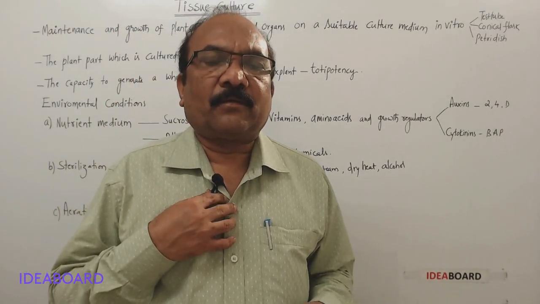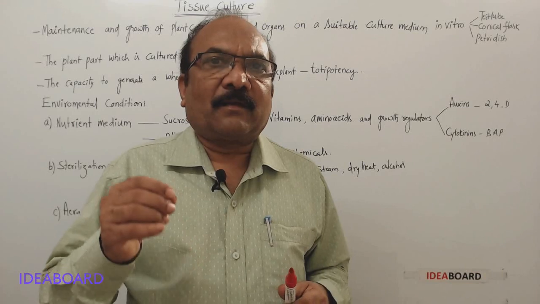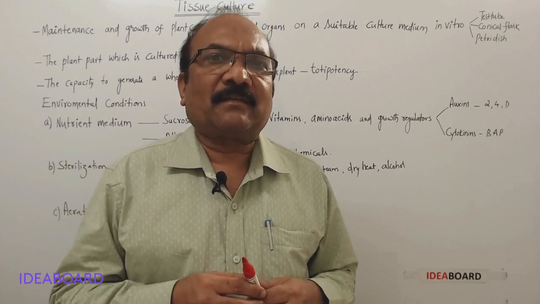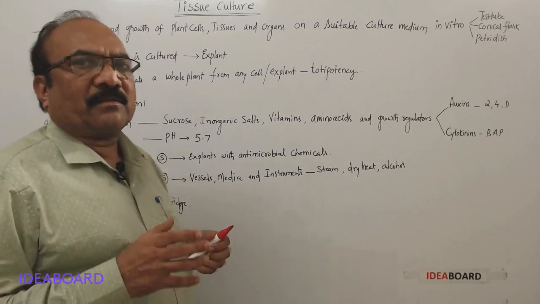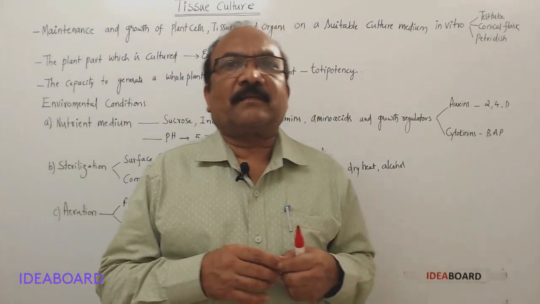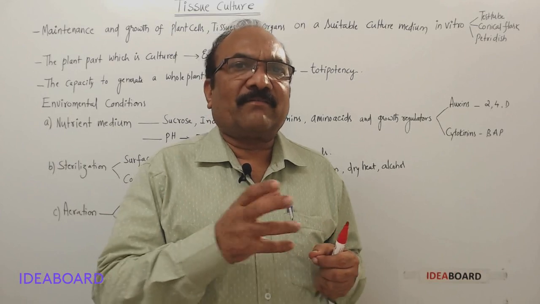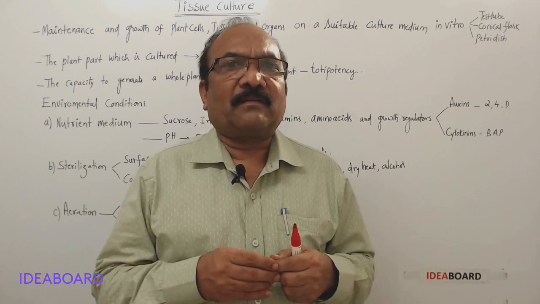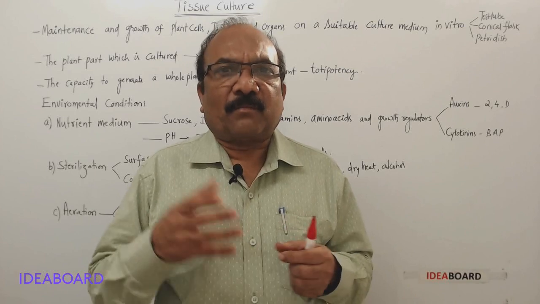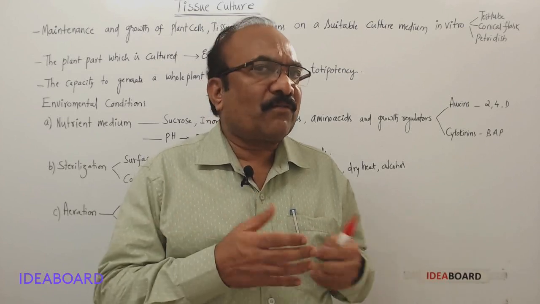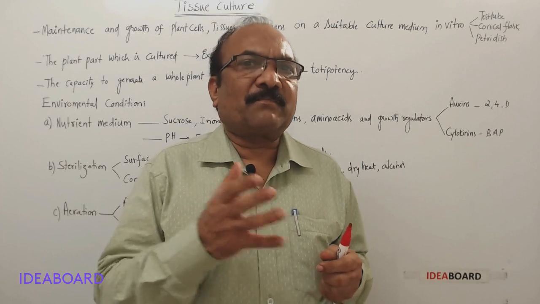Hello students, so in this video we will discuss one modern aspect of plant breeding, that is tissue culture. Earlier we discussed that by conventional methods the scientists have developed many different varieties which are already released into the market, and some of them were high yielding varieties, some got improved food quality, and some are disease resistant, and some are insect pest resistant varieties.